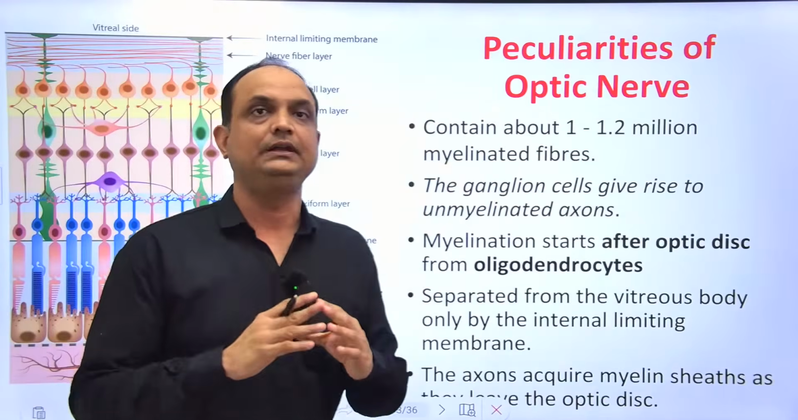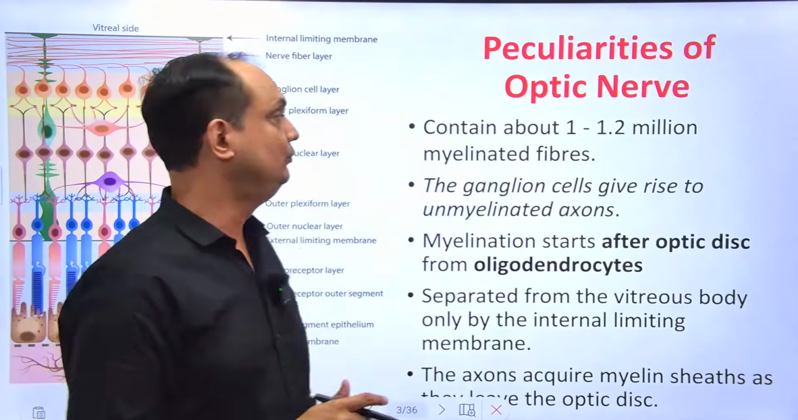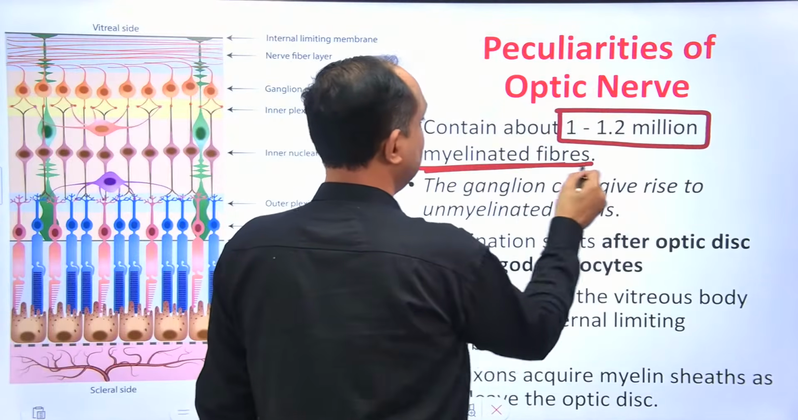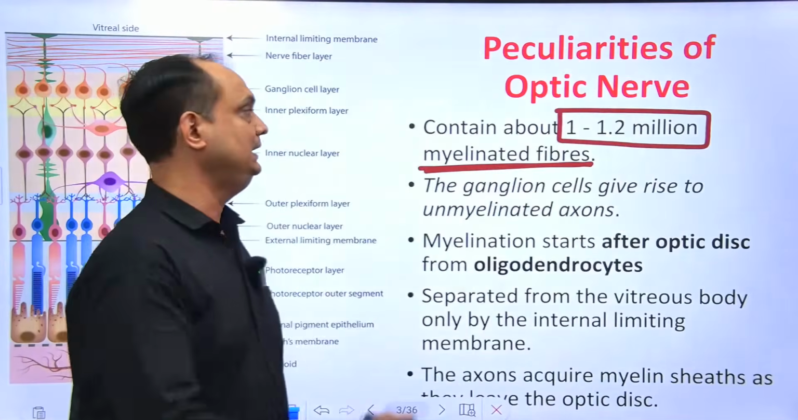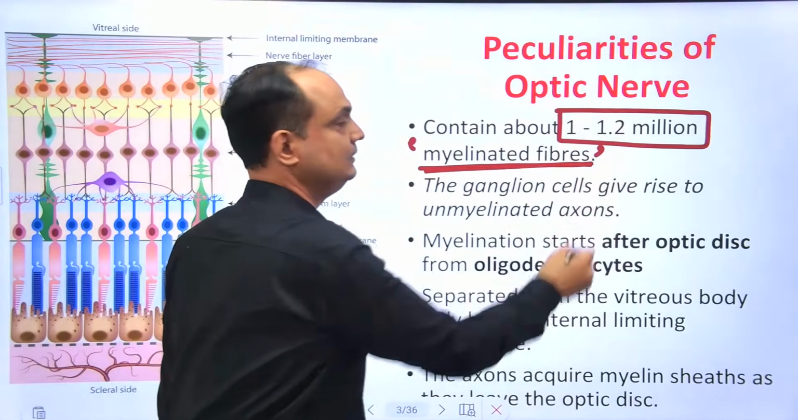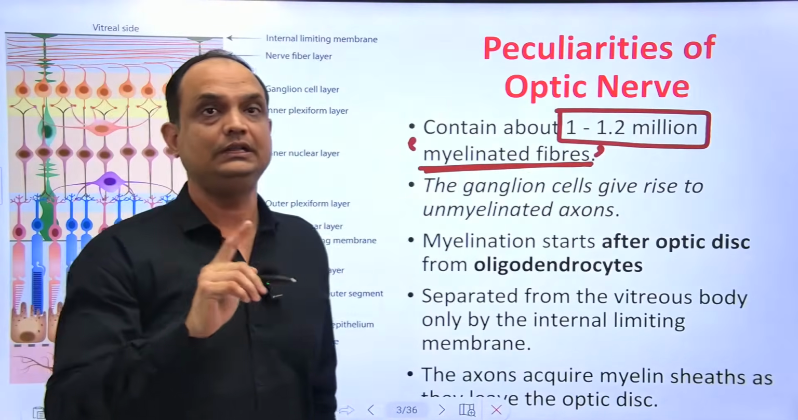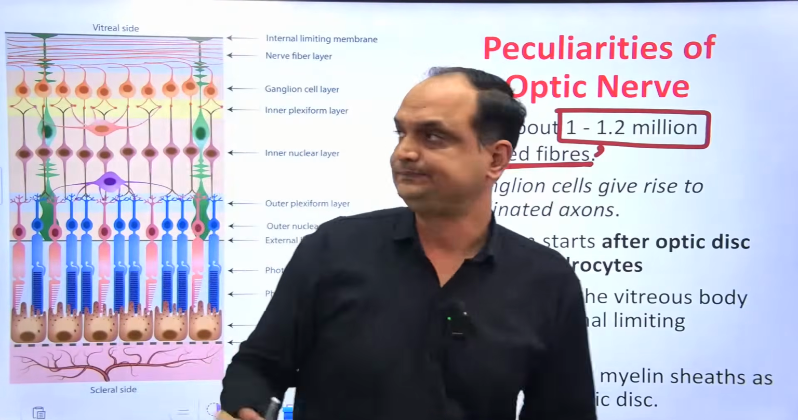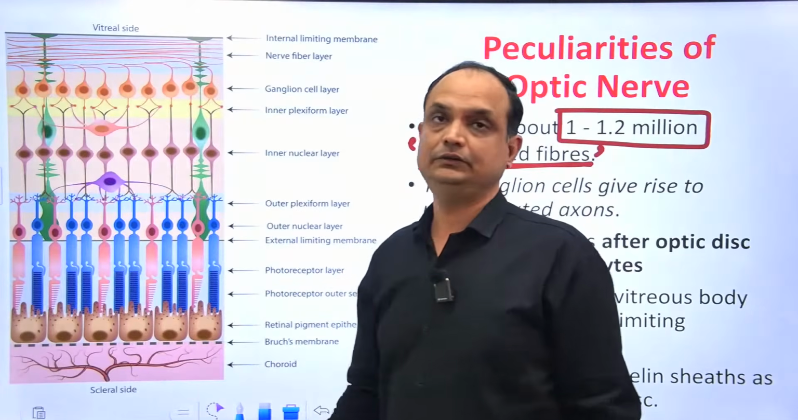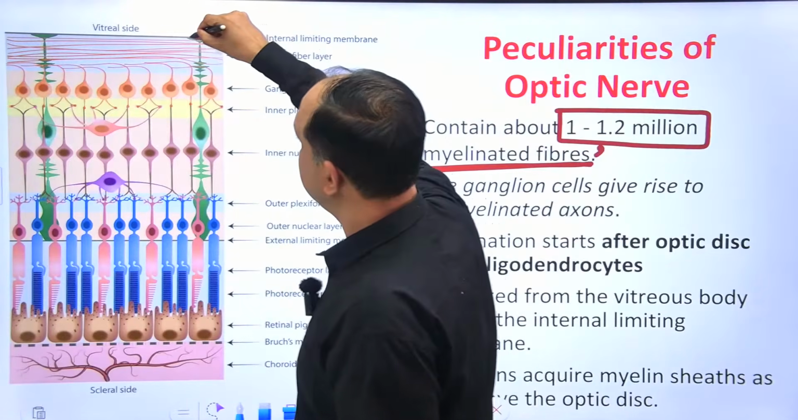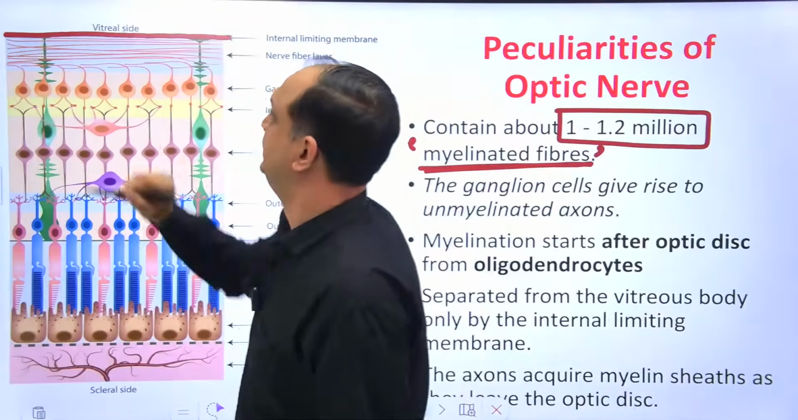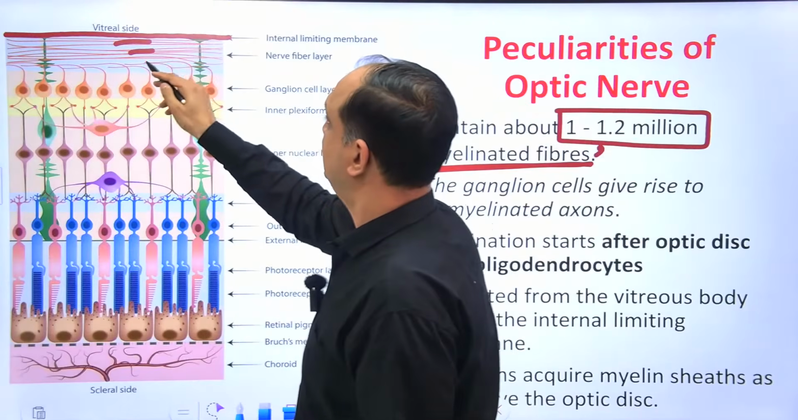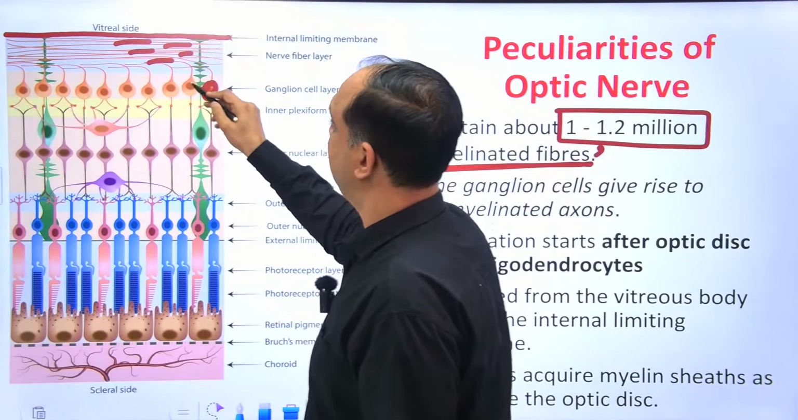The optic nerve is made up of around 1 to 1.2 million myelinated fibers. Now, the myelination is not in the initial part of the nerve. When you look at the arrangement of the retina, you know that the innermost lining is known as the internal limiting membrane. Below the internal limiting membrane, you have the axons, and these are the axons of the ganglionic cells.